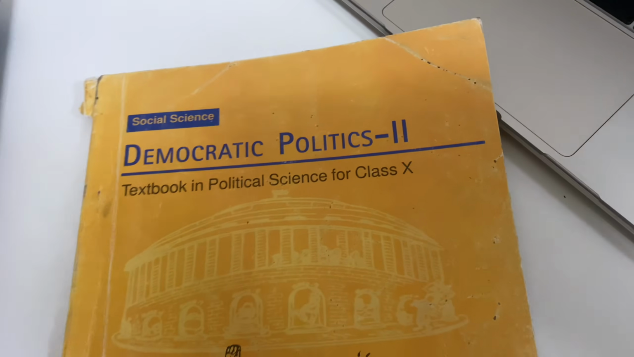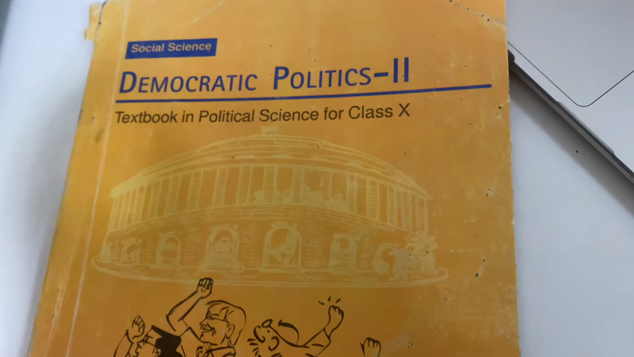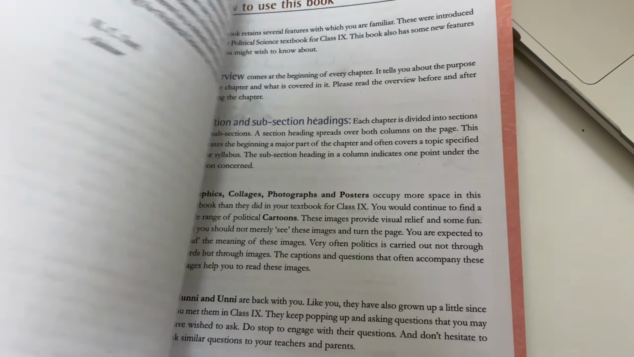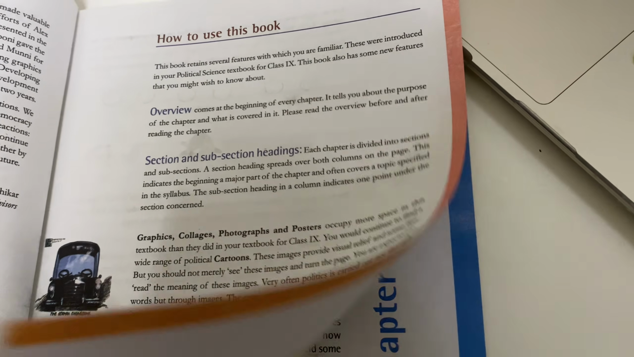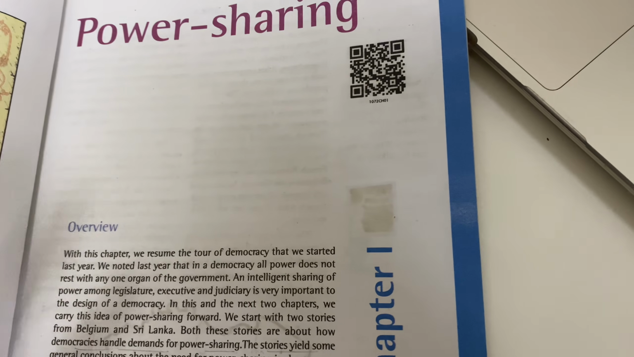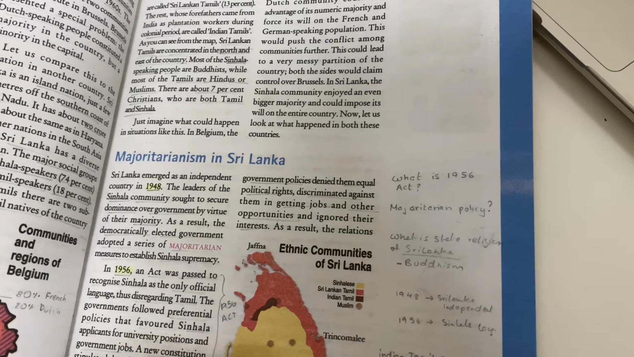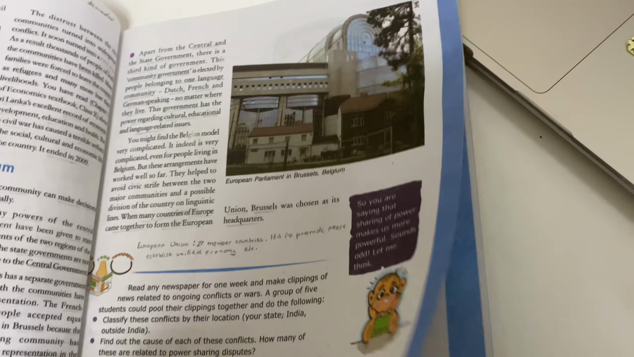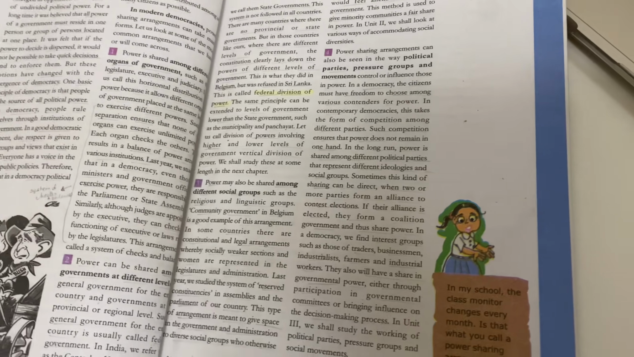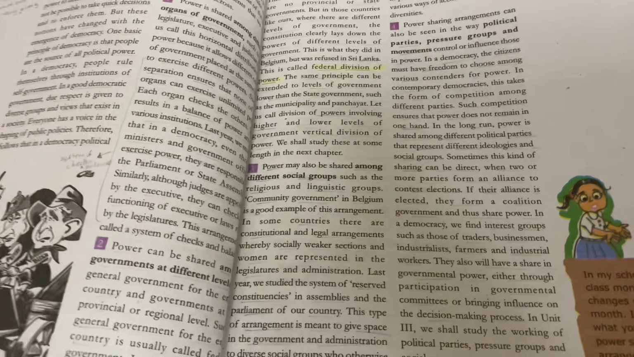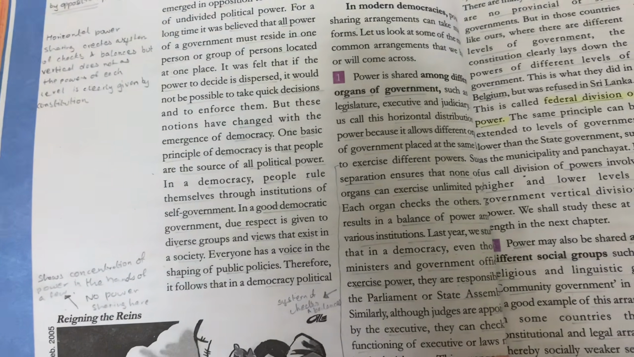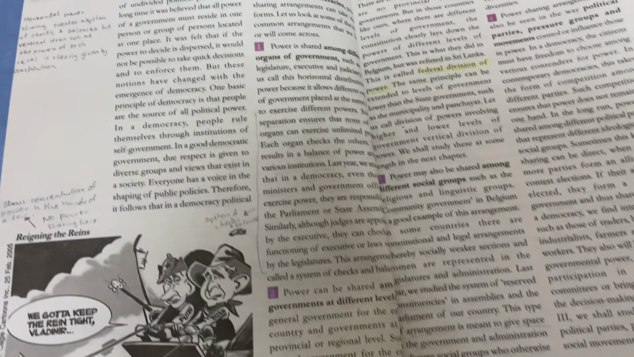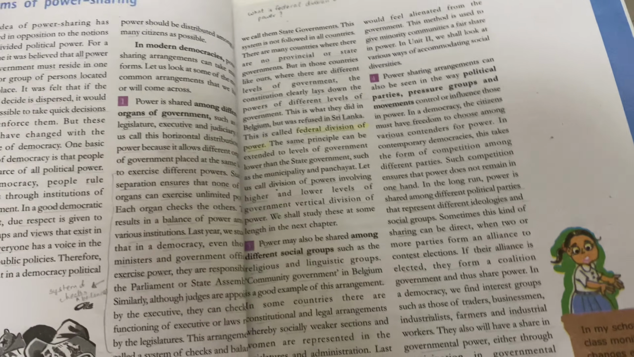So, tip 5 is for political science. Now, a very organized way of learning these millions of points in the textbook is to organize them into different headings. Let's say in this chapter called power sharing, there is a particular heading called forms of power sharing, which has 4 numbered points, right?